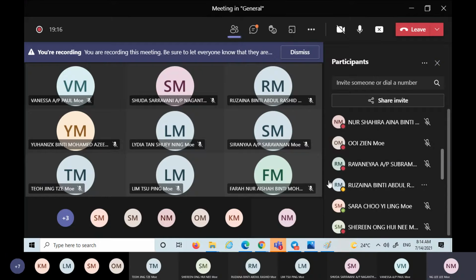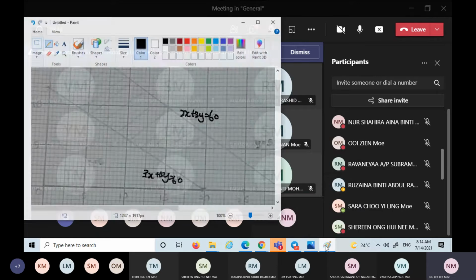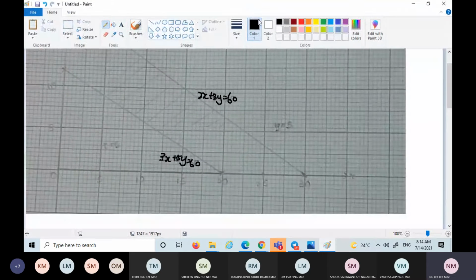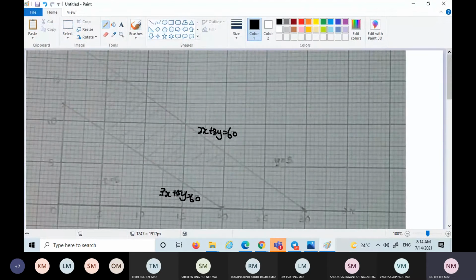So we come back to the graph. Okay, Vanessa, you change this. Use another color. You erase this one, and erase this one, so your graph will be extended until it touches the axis. This side is also the same thing.